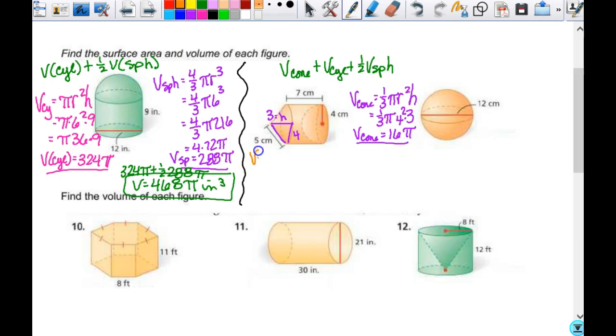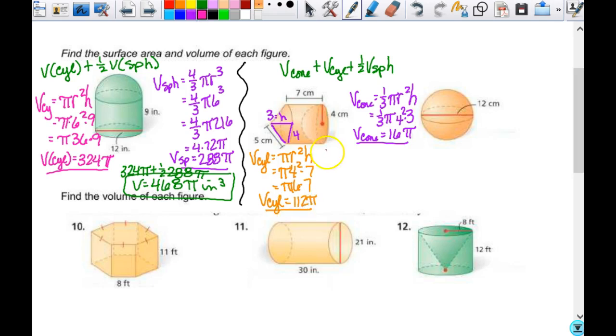Then I'm going to do the volume of the cylinder. It's pi r squared h. Pi times 4 squared times the height, which is 7. So that's going to give me pi times 16 times 7. And so 16 times 7 is 7 times 10 is 70, 7 times 6 is 42. You add the two together and you get 112 pi.